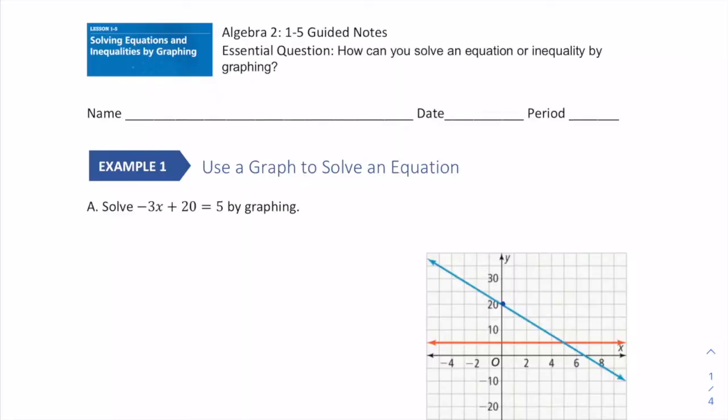Welcome back. Today we're solving equations and inequalities by graphing. For the first example, we have this equation: negative 3x plus 20 equals 5.